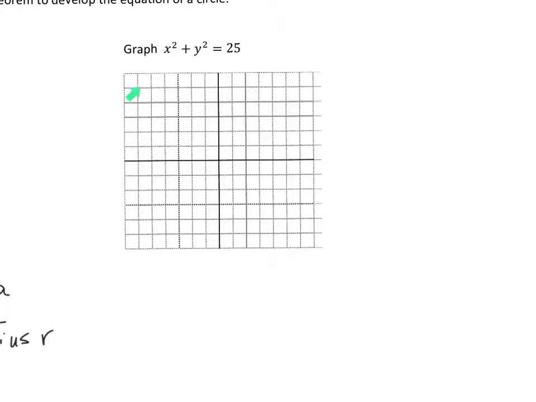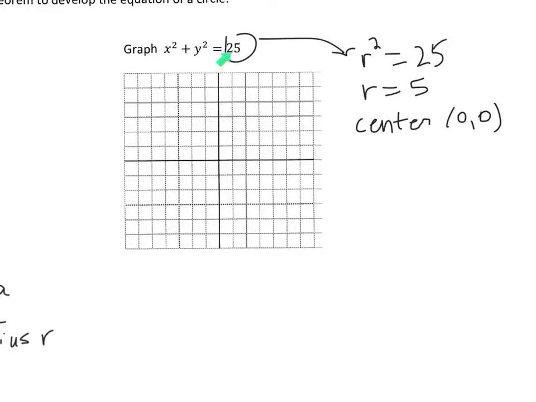So let's take a look at the graph to the right, and graph x squared plus y squared equals 25. Because you have x squared plus y squared, that means you have a circle. The 25 is the radius squared, so we know that the radius is just 5. The 25 is equal to the radius squared, which is your hypotenuse squared. So r is the square root of 25, which is 5. And the center is right at the origin. So we can plot this information, and that is enough to sketch our circle.